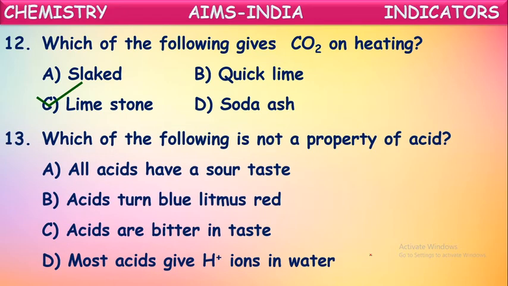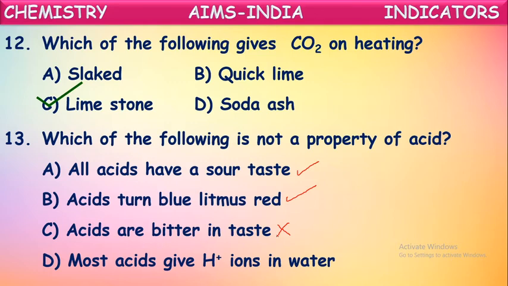Next, which of the following is not a property of acid? We know certain properties of acids. Let us see here what they have given. All acids have sour taste. Yes, generally acids are sour in taste. Next, acids turn blue litmus red. Yes, acids will turn blue litmus paper red. These are properties of acids. See third one, acids are bitter in taste. Is it correct? No. Which will be bitter in general? Bases are bitter in taste, not acids. The taste of acids is sour in common.